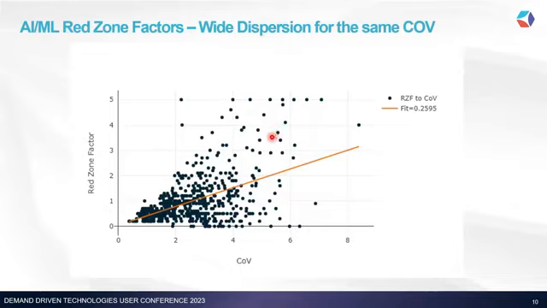This is just another illustration from a larger set of parts. Each of these vertical lines kind of represents a coefficient of variation range. We put an upper boundary of 500% of the red zone as a limit, but you can see here that even within each of these ranges, there is a vast bandwidth of different values that we're getting for the red zone factor. Some here are very low, others are extremely high. So we knew we were on the right path if we could come up with a better tool to address this.